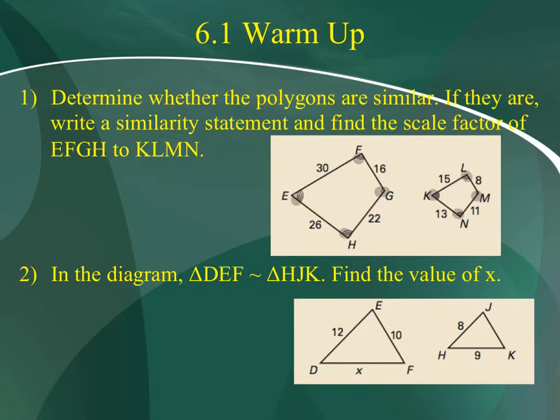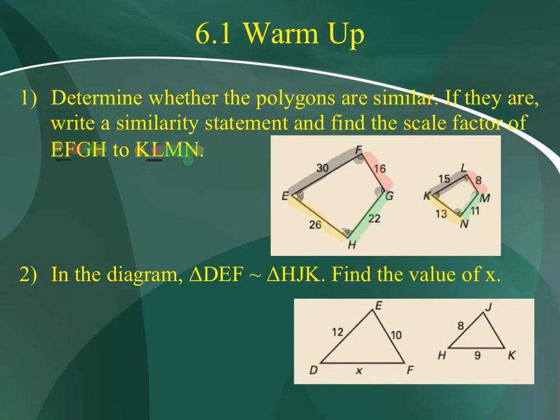Now I've got to match up the sides. So I'm going to pay attention to the order of the letters. It says EF would match KL, FG would go with LM, GH would go with MN, and EH with KN. That way you know what sides to match up. Sometimes these are turned around. This time they're not. They're a little bit easier to read, but sometimes they're harder to figure out what matches up.